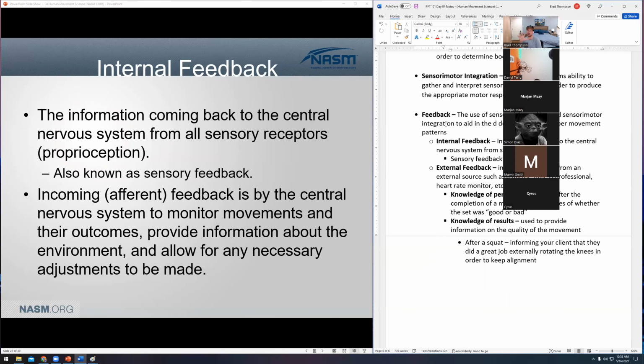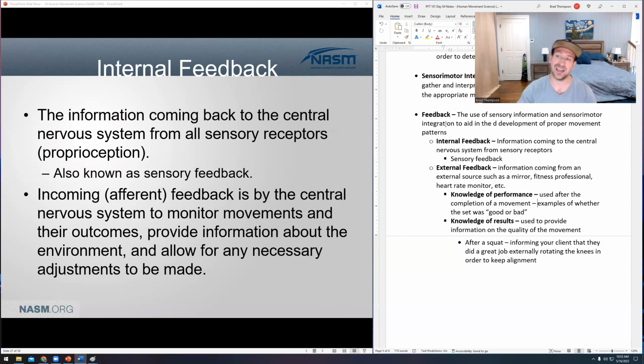Now, external feedback is you and me, right? If I'm like, hey, Cyrus, push your knees out, he's hearing external feedback, right? He's getting feedback from an external source. And that's great. It is helpful because it can help him correct things. But if I don't get him to recognize it and feel the internal feedback, it's not going to be as effective. So we need a good blend here, guys. When you're coaching your clients, don't just tell them what to do, tell them why to do it and get them to recognize the difference, right?